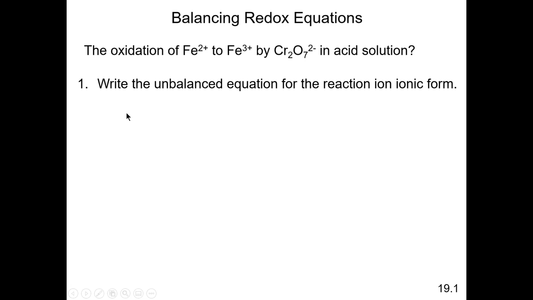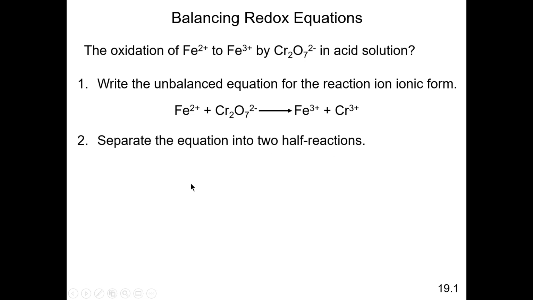So the first step involved is that we need to write the unbalanced equation for the reaction in ionic form. And this would be the unbalanced equation right here. The Fe2 plus is reacting with the dichromate to form the Fe3 plus and the Cr3 plus ion, all right? In some cases, you might be just given this to begin with, and therefore you need to move on to the next step. So what's the next step?